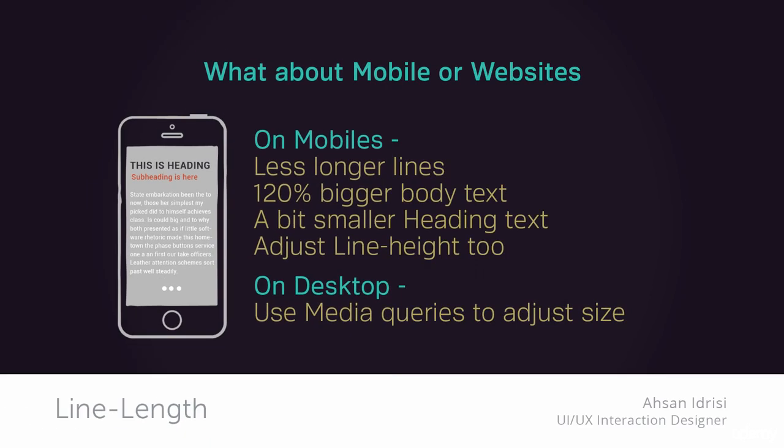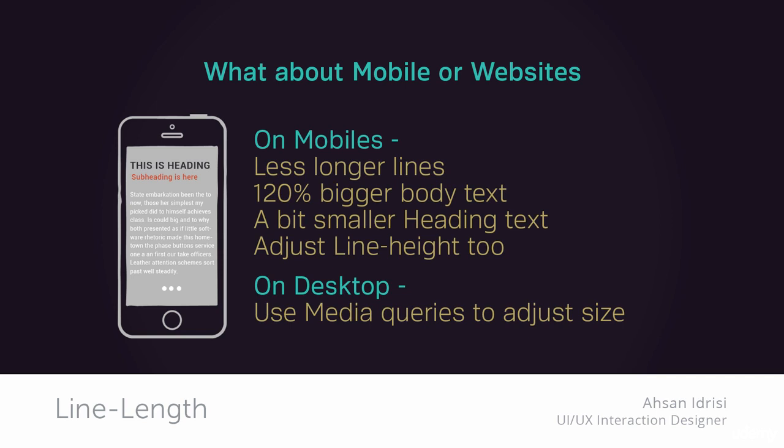Now what about mobile and websites? Mobiles have small screens, so generally the body text should be a bit bigger. Normally on mobiles the body text or paragraphs are basically 120% of the size of the paragraphs on our desktop website. So if you are developing a website and showing different views of that website on mobile, on desktop and tablet, then you should take care of these.